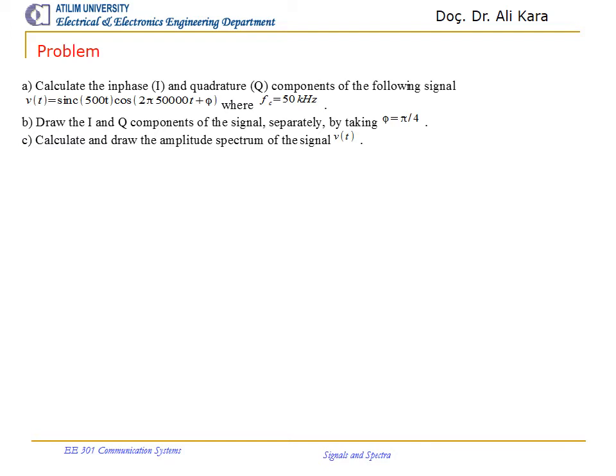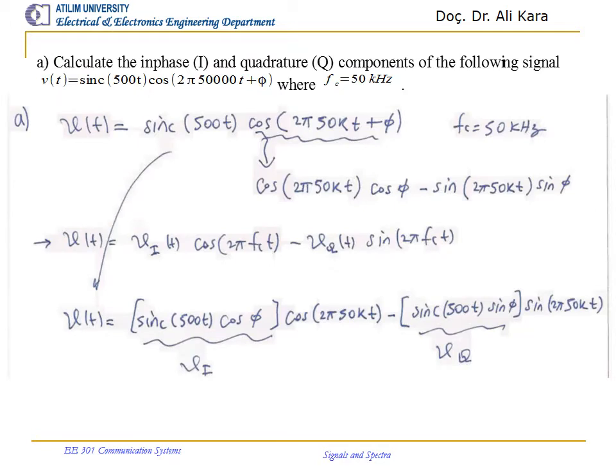In this question, you will show how to represent a time domain signal in IQ form. In order to write the signal v of t in IQ form, you should first write the cosine term explicitly. Then, by equating this signal to the IQ form, you can extract the in-phase and quadrature components out of it.